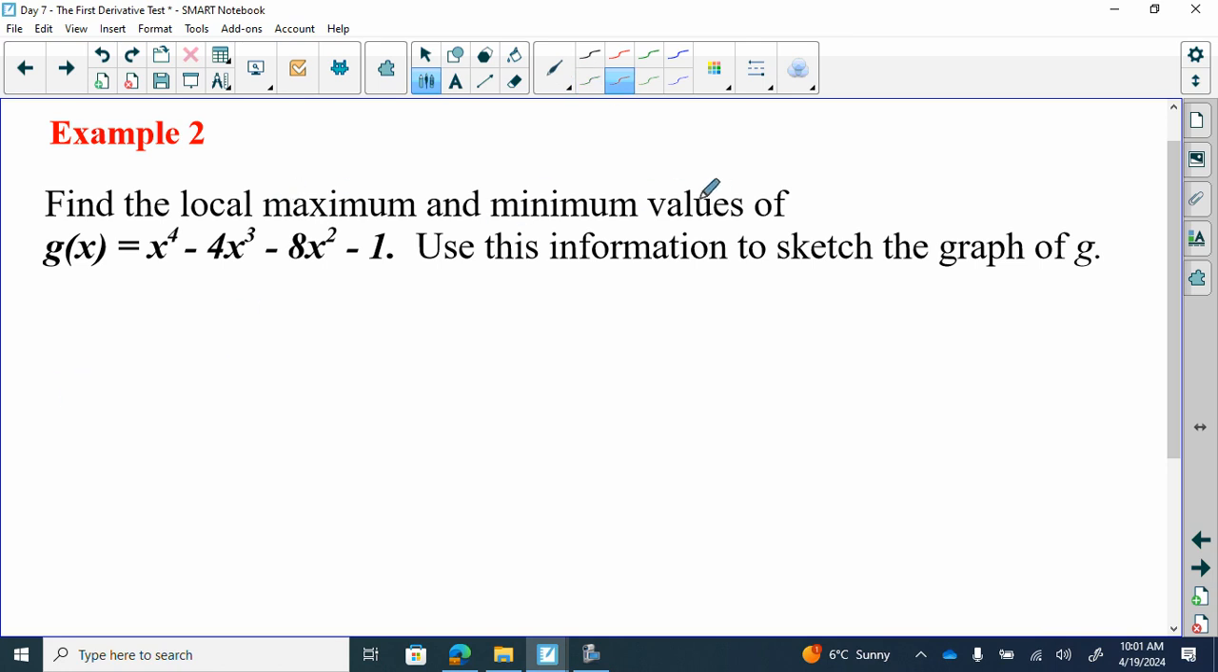In order to do the max and mins, I need to do the intervals of increase and decrease. What's the first step in solving for the intervals of increase and decrease? Find the derivative. Okay? I am going to find the derivative of g at x, which I will call g prime x. What is the derivative of x to the fourth? Good. What is the derivative of negative 4x cubed? What is the derivative of negative 8x squared? And what is the derivative of a constant negative 1? Awesome.